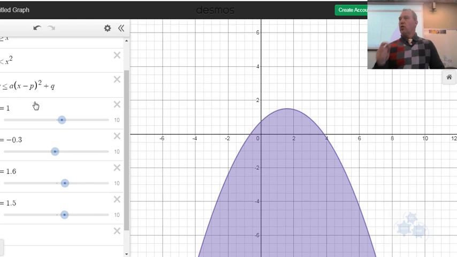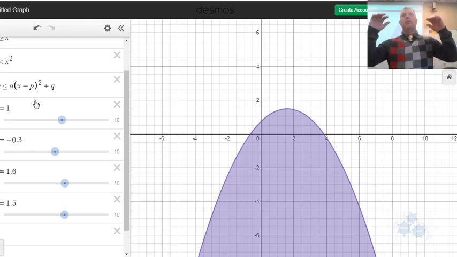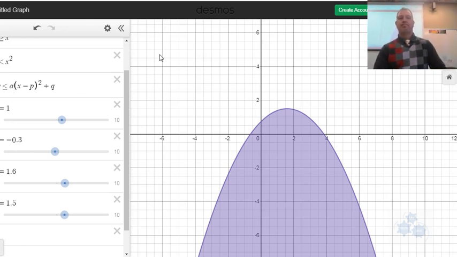So that's a little shortcut I think will really help you. Greater than is usually above the parabola. Less than is below the parabola. Okay? Questions?